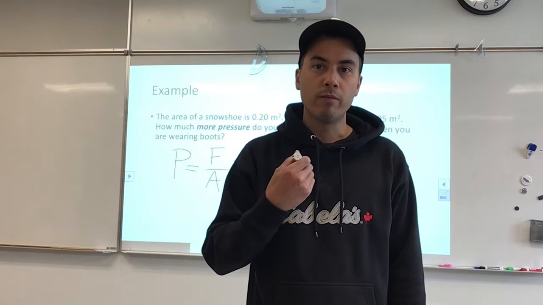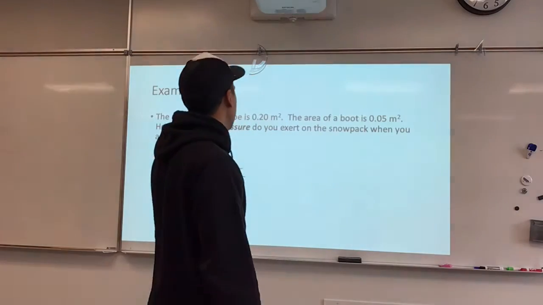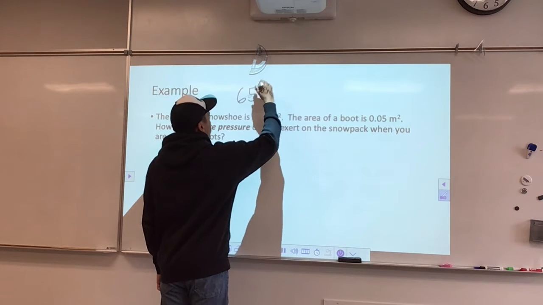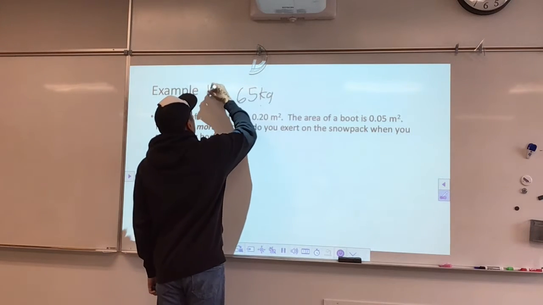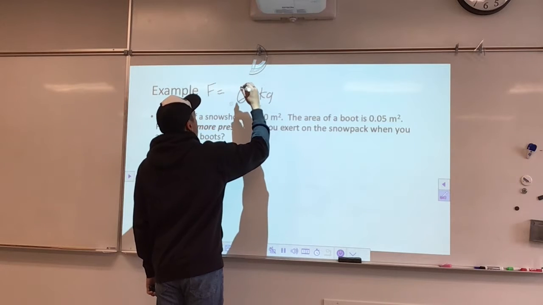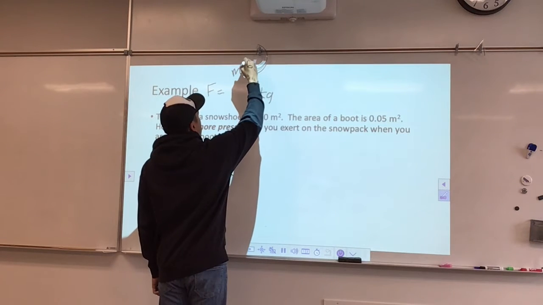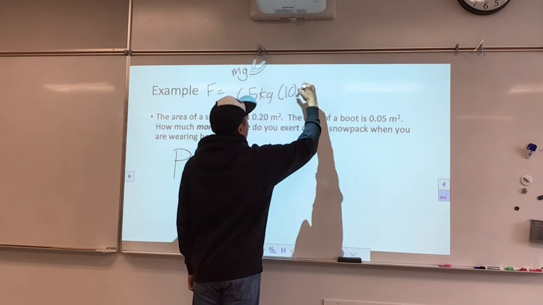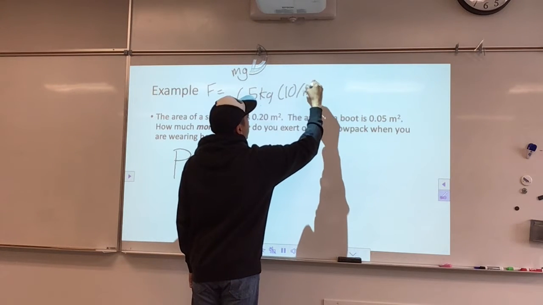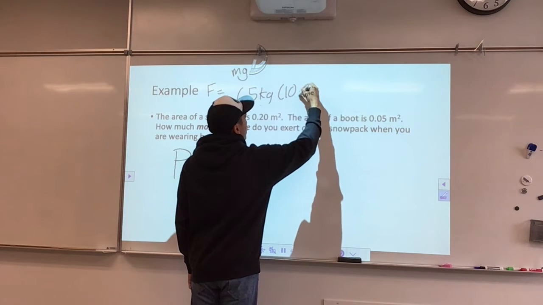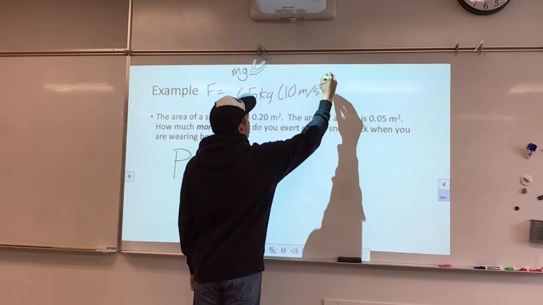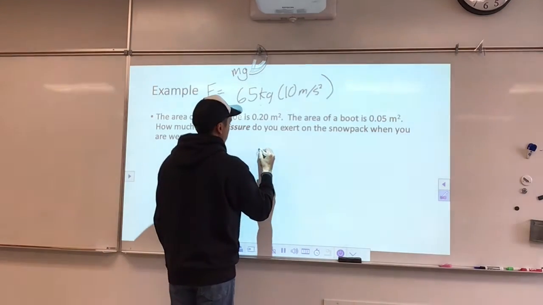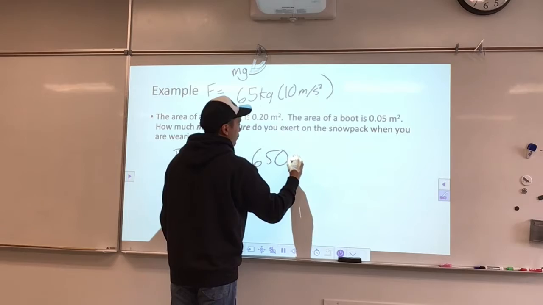I'm going to calculate my force. I want to say maybe 65 kilograms. Force equals mass times the gravitational pull, which is roughly, let's say, 10 meters per second squared. So my force in this case is 650 newtons, if we're talking about me.